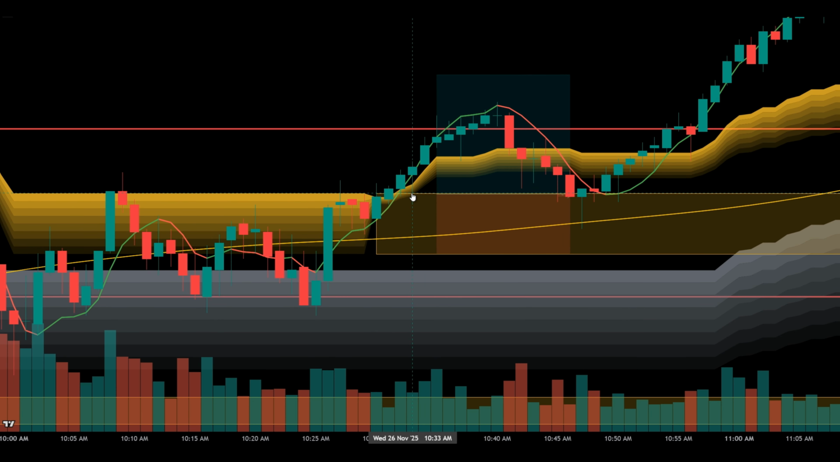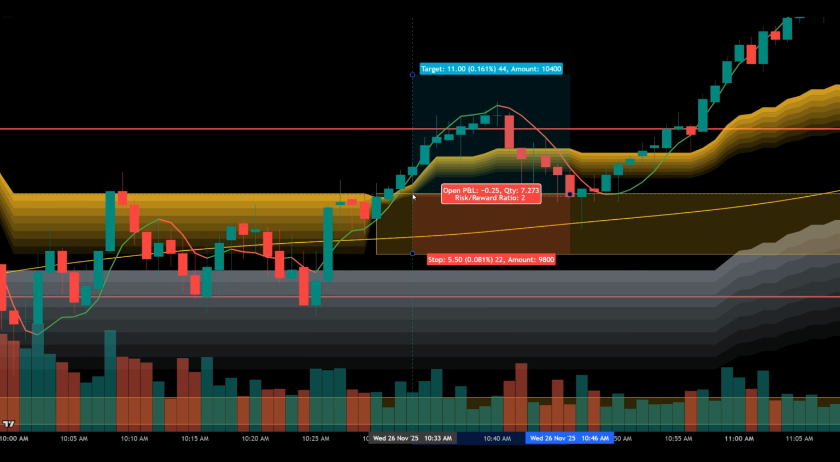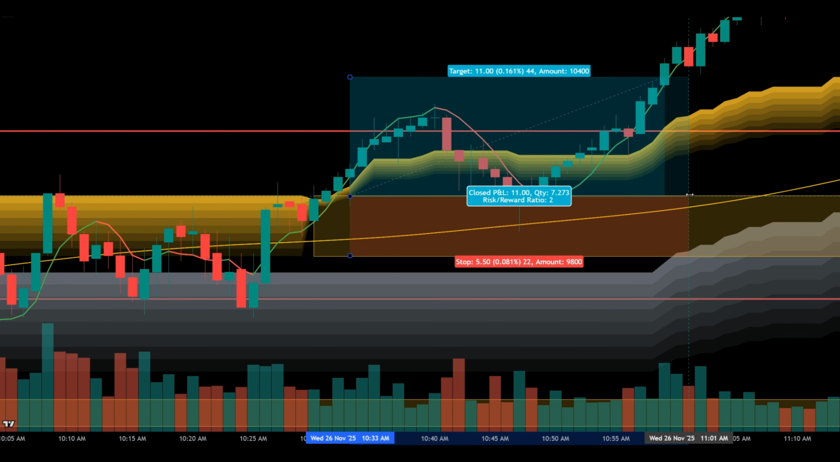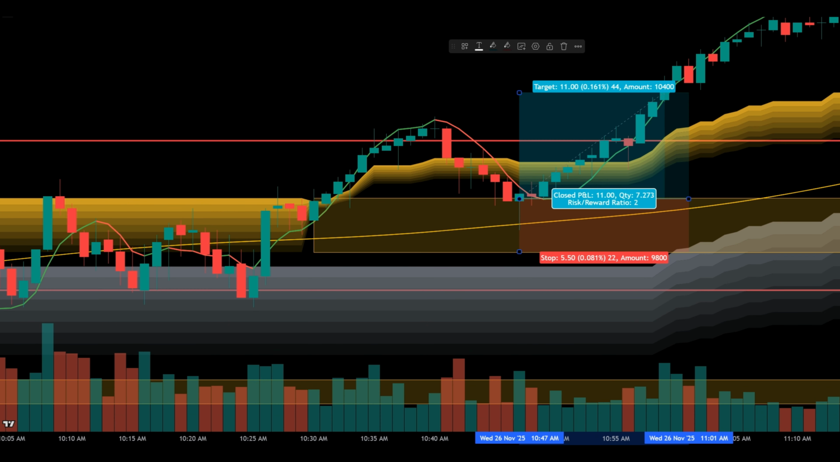Now, if we were fast enough, these are 1-minute candles, this may have been triggered. Who knows? I don't know if you're going to be that fast, but it definitely triggers down here. You do get into the trade and it does win.